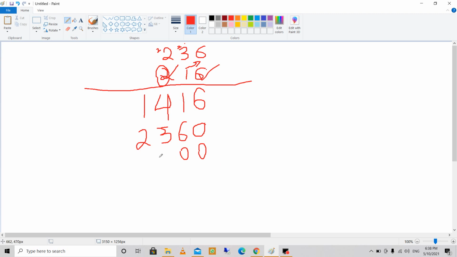So the next thing is 6 multiplied by 2 is 12. 1 will be carried here. 2 multiplied by 3 is equal to 6. 6 plus 1 is equal to 7. And the third one will be 2 multiplied by 2 is equal to 4.